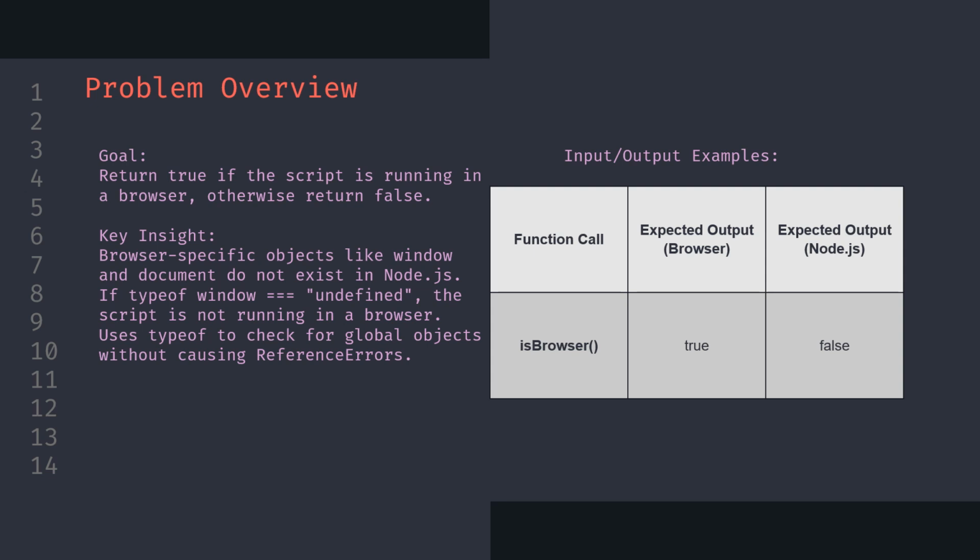Browser environments have global objects like window and document, but these are not available in Node.js. By checking whether these objects exist, we can determine where the script is being executed.